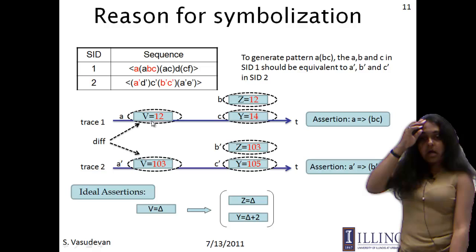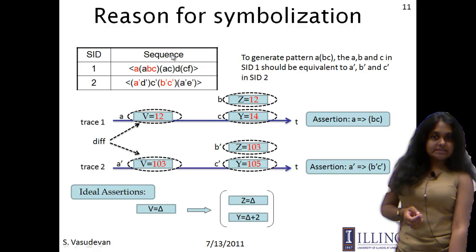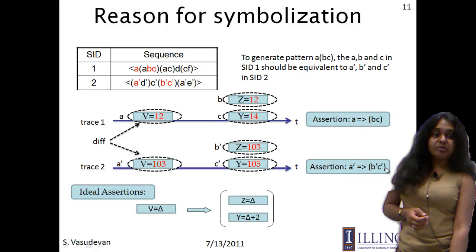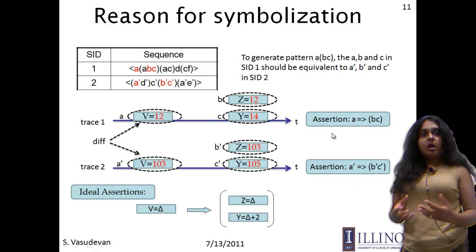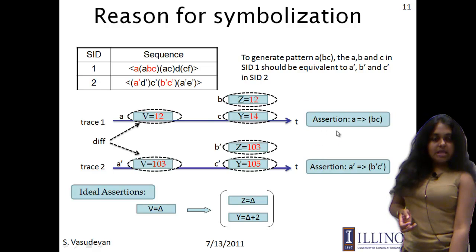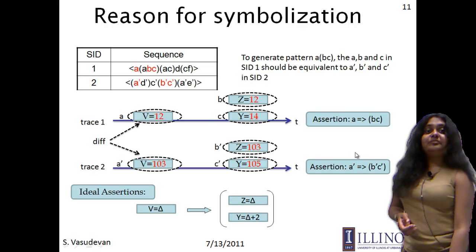So if the sequential pattern mining engine looks at these traces and records them in the sequence database, then it will record A, B, C and A prime, B prime, C prime as separate events, thereby leading to the assertions A implies B, C and A prime implies B prime, C prime. But we know that these two assertions are not really different. They are not really separate assertions. Although they represent the concretization of certain variables, they fundamentally are talking about the same relationship between these variables.